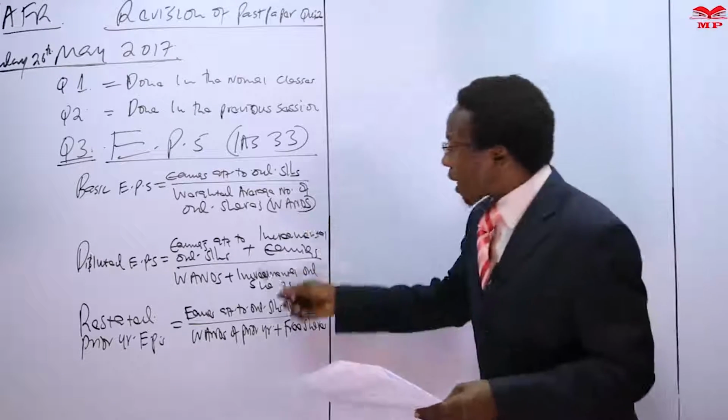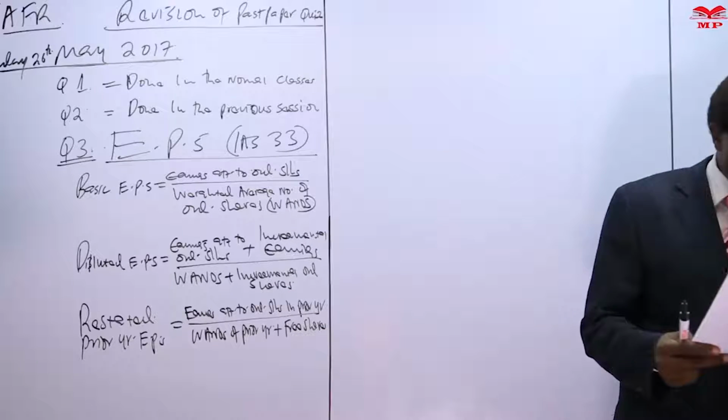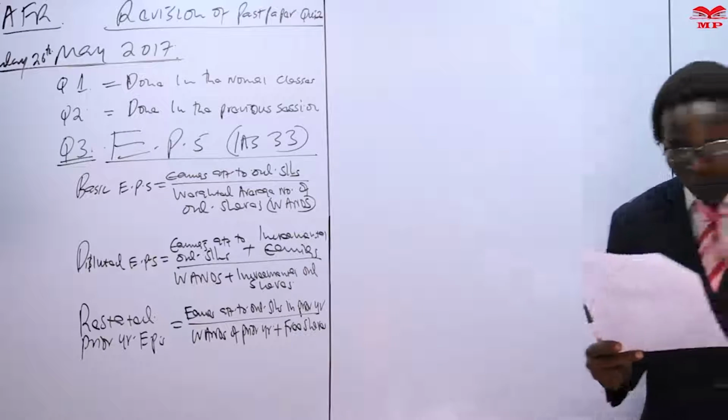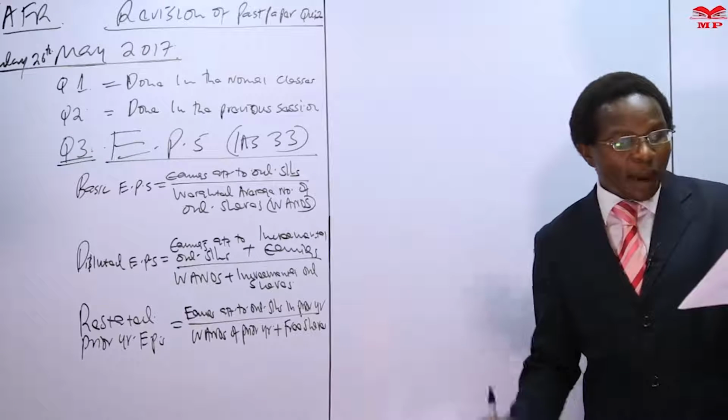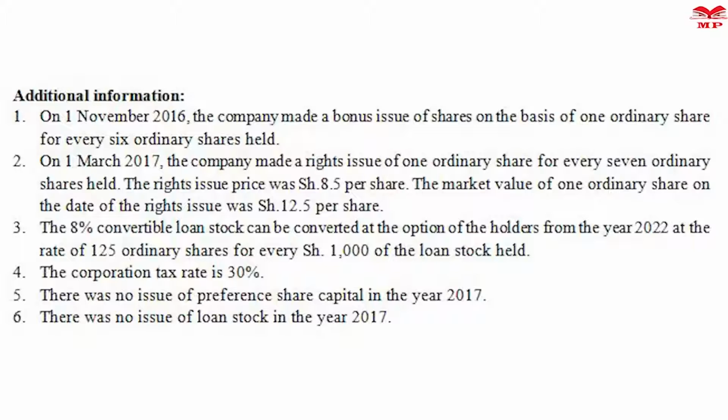Then we need to calculate the WANOS in both cases. WANOS in this case will be affected by additional information. Number 1, there are some bonus shares, some free shares that were issued. They will not be weighted on a time basis. But number 2, there is a rights issue, part of which will be weighted on a time basis, and the other part will be the free shares. Then nothing else, only those 2 items, because number 3, they never converted the loan stock.